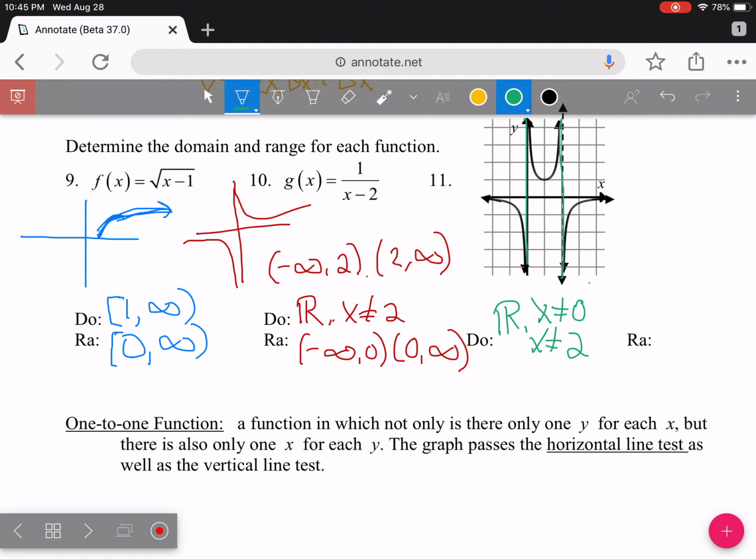So I'm going to say my range is negative infinity to 0, and 1 to infinity. And in this case, we're actually going to close that bracket at 1 because if you look, there is a point at 1. So that one does count.